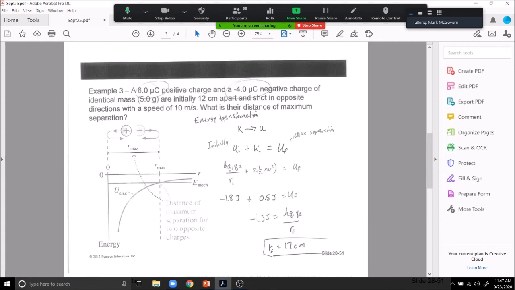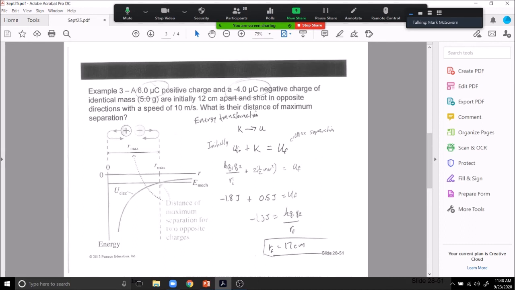All right, energy transformation. Kinetic to potential, right? As they're shot apart, they're going to slow down. As they get further apart, their potential energy is going to increase. And then when they get to their maximum separation, what happens? You're at this location right here, where the mechanical energy is all potential energy. And so the kinetic energy goes to 0.